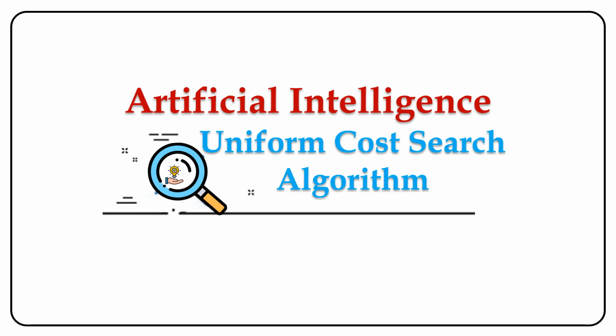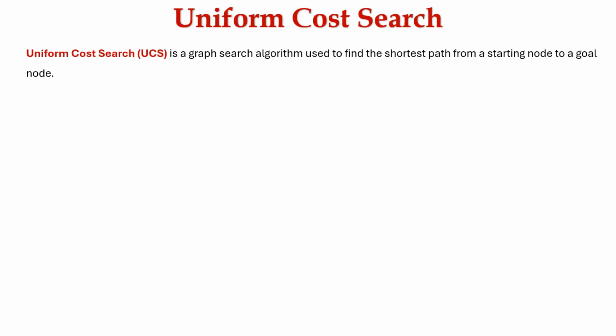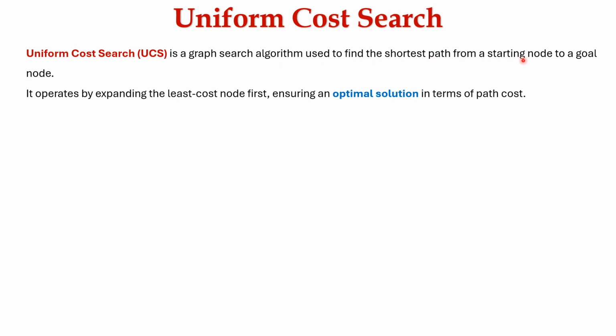In this session, let's learn about uniform cost search algorithm with an example. It is a graph search algorithm used to find the shortest path from a starting node to a goal node. It operates by expanding the least cost node first and ensuring an optimal solution in terms of path cost.